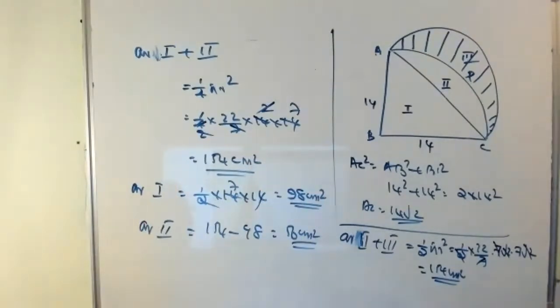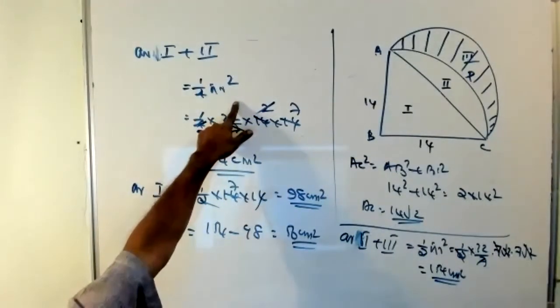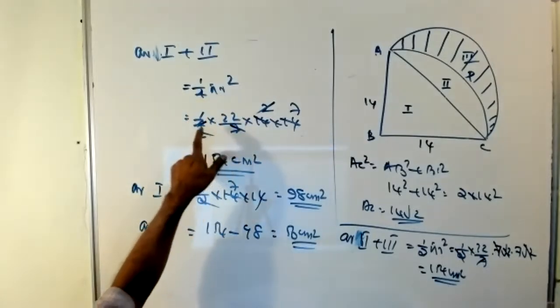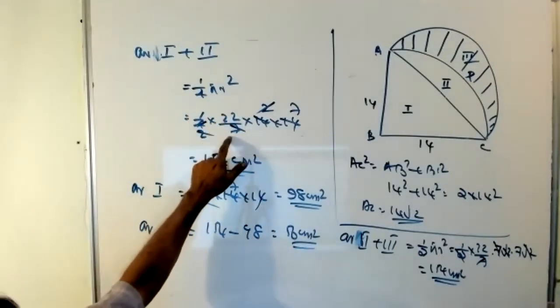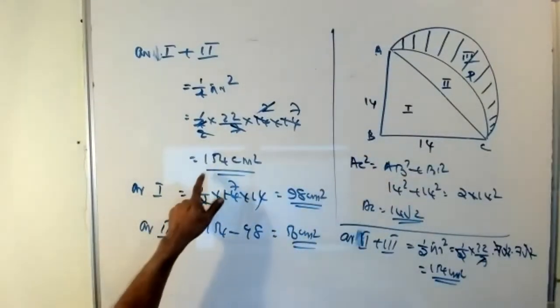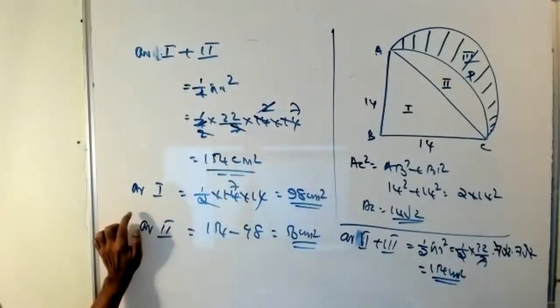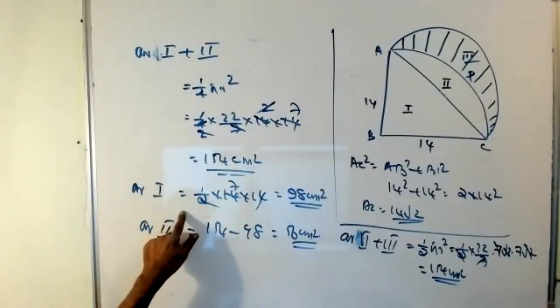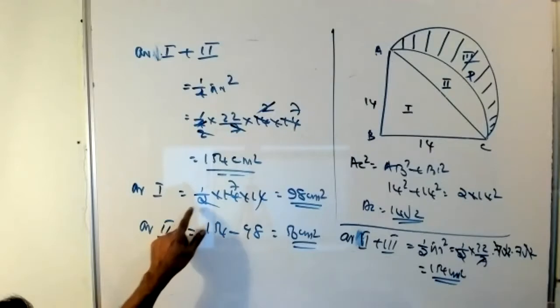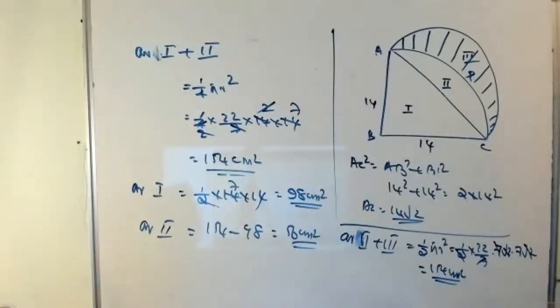Then area of 1 plus 2 is 1 by 4 pi r square. So 1 by 4 into 22 by 7 into 14 into 14, because this is 14. We got 154 centimeter square. Next, area of 1 is half base into height, half into 14 into 14, which is 98 centimeter square.